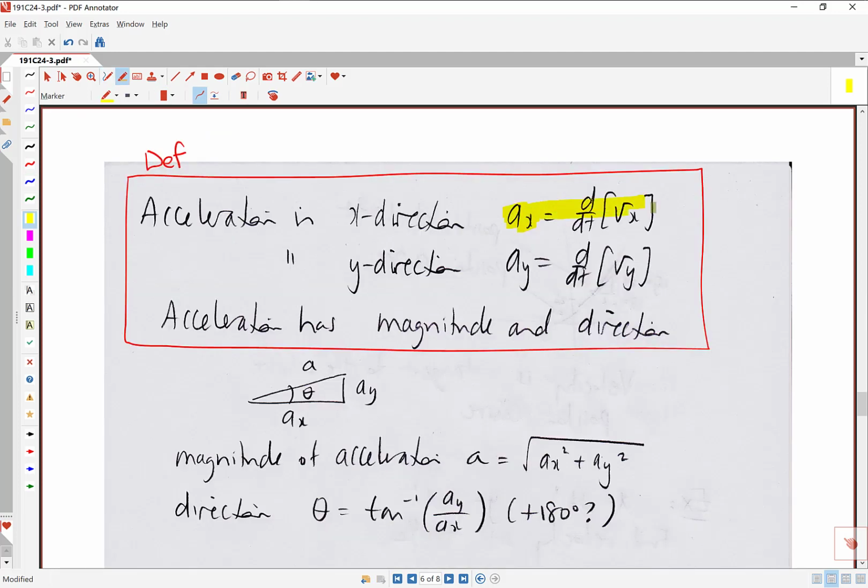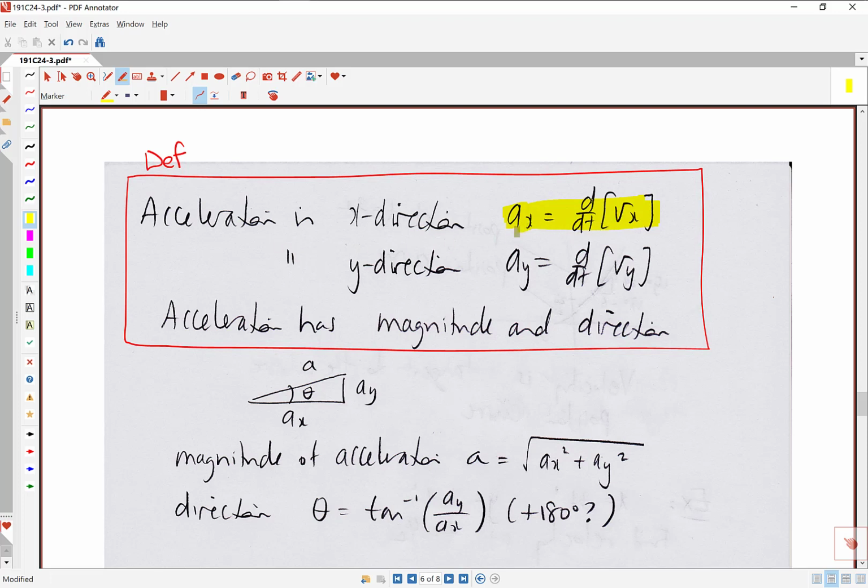So now that we've talked about velocity, we're going to talk about acceleration. So let's just do a definition here. We'll define acceleration in the x direction. If we want symbols for that, we'll write a sub x. And the way we'll actually calculate that is we'll just take the derivative of our horizontal velocity.